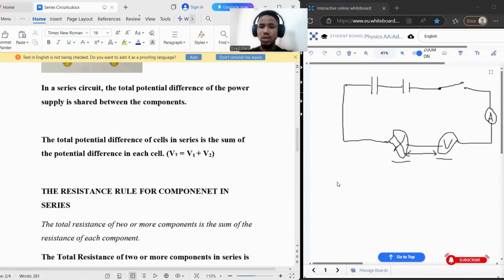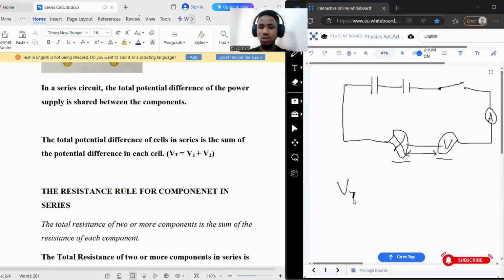Okay, so we call it the total voltage in a circuit, that is in a series circuit, can be defined as the summation of all the voltage in that circuit. That will give us the total voltage. So that's why we have our VT equals V1 plus V2. So in a series circuit, voltage is shared, but current is not shared. Current is constant, but voltage is shared.